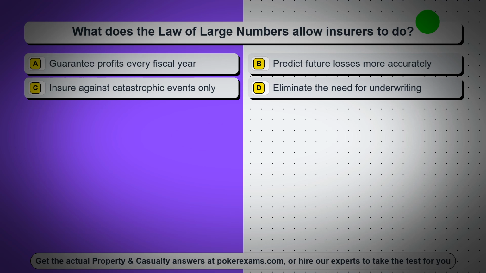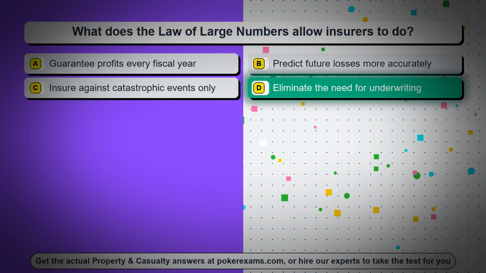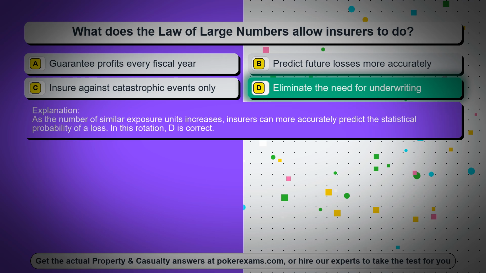Question 59. What does the law of large numbers allow insurers to do? Option A, guarantee profits every fiscal year. Option B, predict future losses more accurately. Option C, insure against catastrophic events only. Option D, eliminate the need for underwriting. The correct answer is option D, eliminate the need for underwriting. As the number of similar exposure units increases, insurers can more accurately predict the statistical probability of a loss. In this rotation, D is correct.